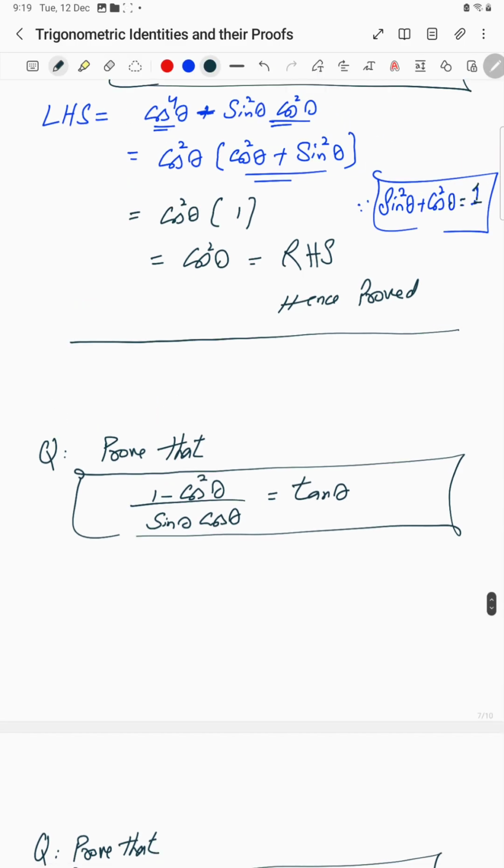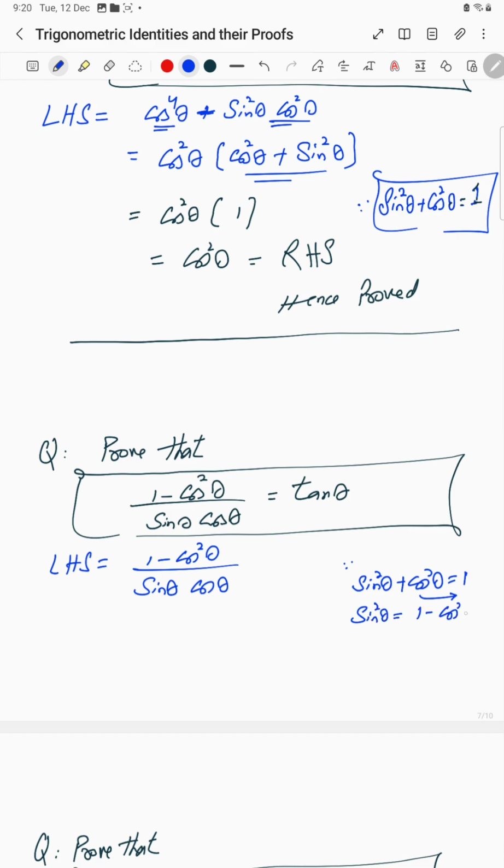Okay, here we have to prove this 1 minus cos square theta over sin theta cos theta is equal to tan theta. So taking your left hand side on task, sin theta times cos theta. We know again 1 minus cos square theta, from the first identity, sin square theta plus cos square theta is equal to 1. So move this cos on the other side. So we'll get sin square theta is equal to what? 1 minus cos square theta.